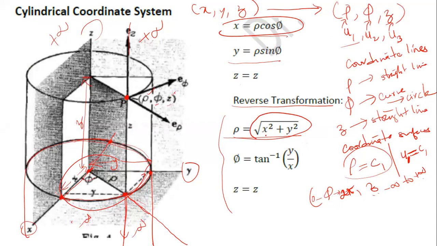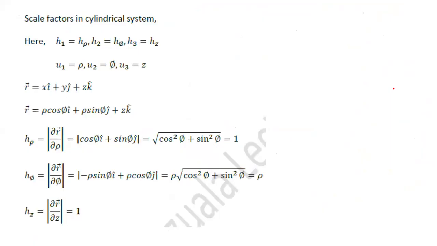So the coordinate variables in cylindrical systems are rho, phi, and z. Among the coordinate lines, one of the coordinate lines is a curve, it's a circle. One of the coordinate surfaces is also a curved surface, which is an infinite cylinder. So I think I will stop here. Otherwise, if I feed you too much information at the same time, it might not be productive. So let's stop here.